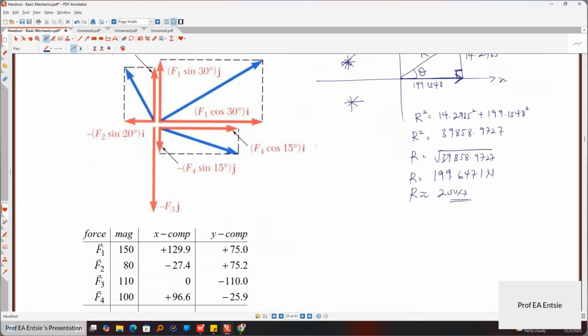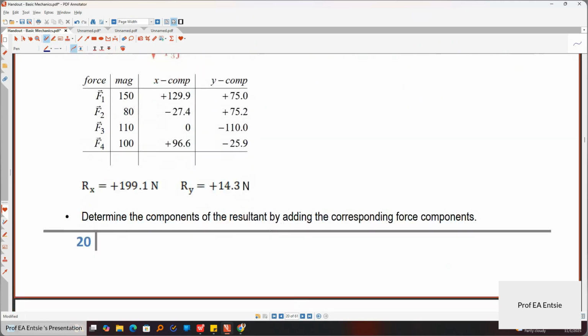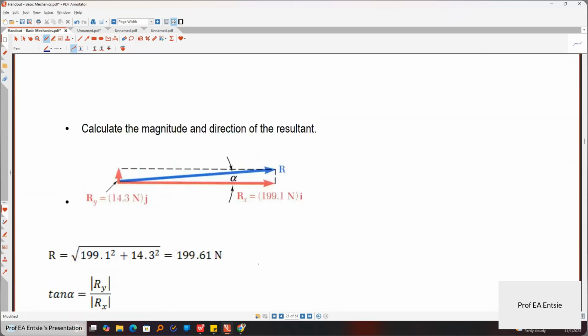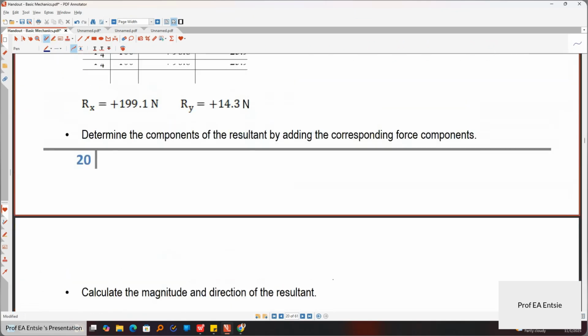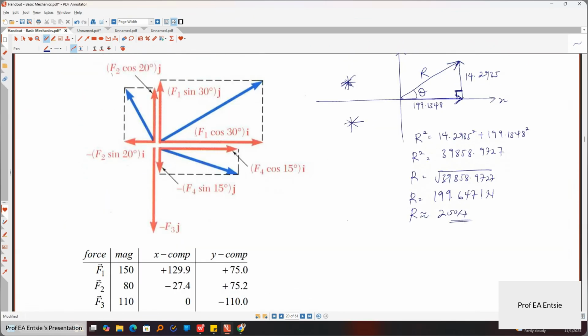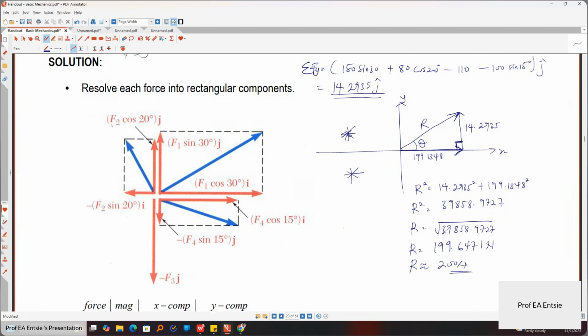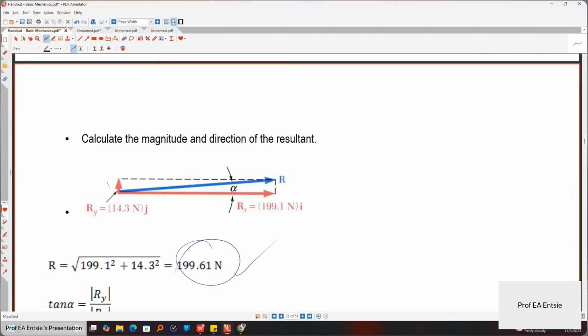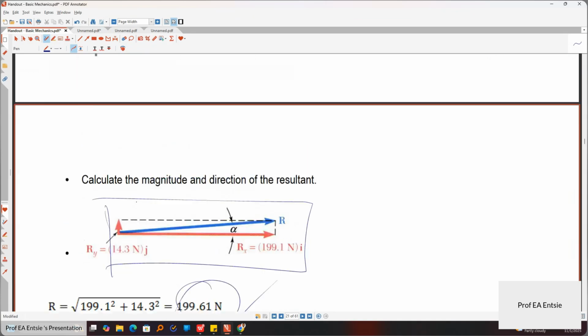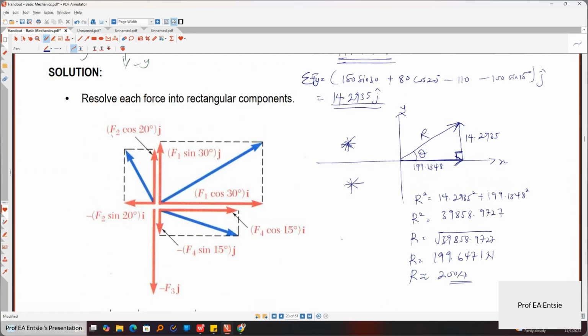That's for the resultant. You can see it here. Yes, so this time the handout got it right, right? We are proving to the lecturer that we are also engineers. So this is the final diagram that they have here. If you can recall, this is what we have. Yes, the y is 14.3, the x is 199.1.